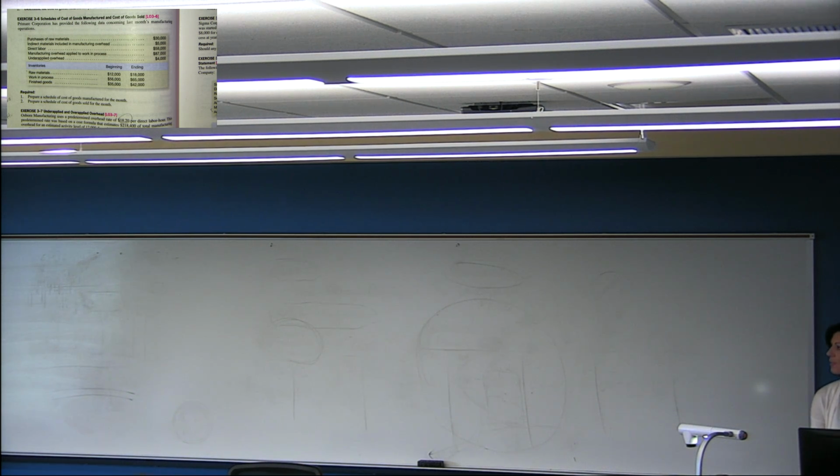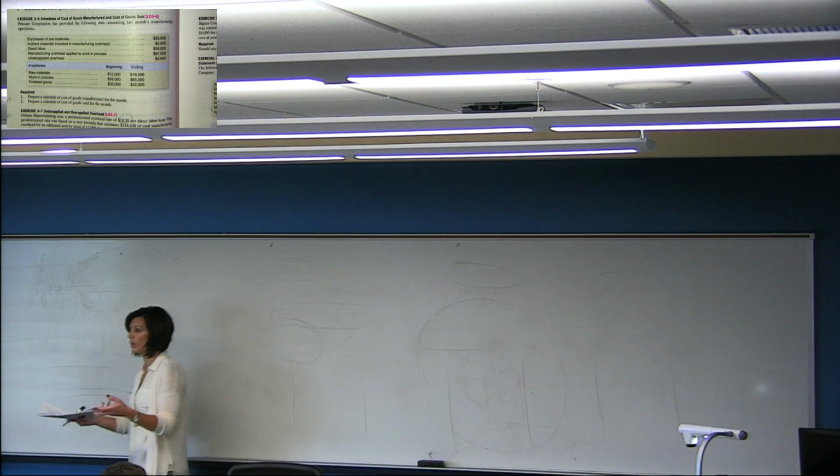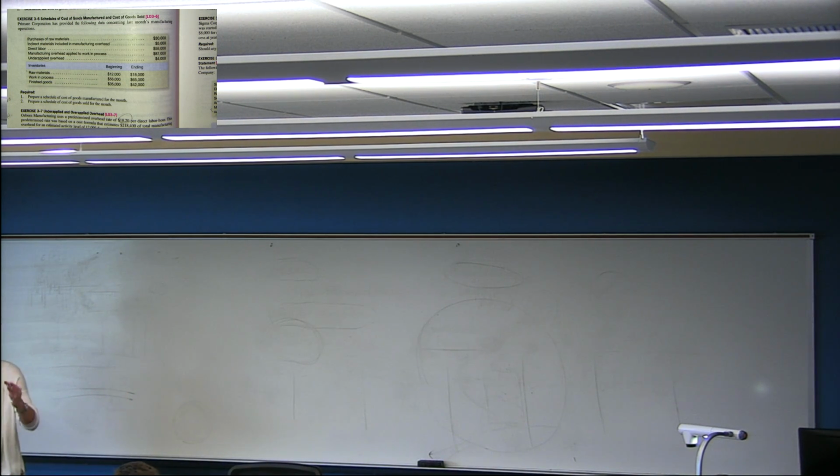So if you can, have your PowerPoints handy as we go through this exercise 3, because I'm really going to just follow those for the most part, all right? Obviously, we're trying to create this in a format that looks good, too, so we might have a little bit of editing to do, but this goes on to say here, Primaire Corporation has provided the following data concerning last month's manufacturing operations. So here's the purchase of raw materials, indirect materials.